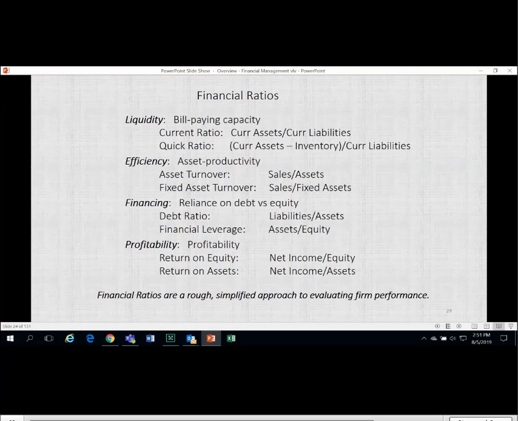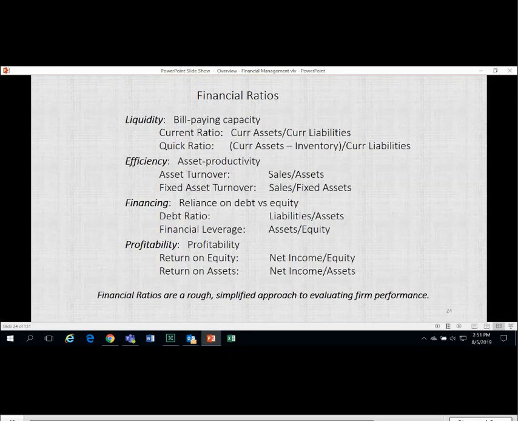Next, we have the efficiency, which is sort of asset productivity. There's the asset turnover ratio, which is the ratio of sales to assets. And there's a fixed asset turnover ratio, which is the ratio of sales to fixed assets. So the whole idea is you want to get maximum sales from whatever assets you have. Remember, whatever assets are on the left-hand side, you're going to have to finance it by selling stocks and bonds, and that financing has a cost. And so the more you have to finance, the more your expenses.